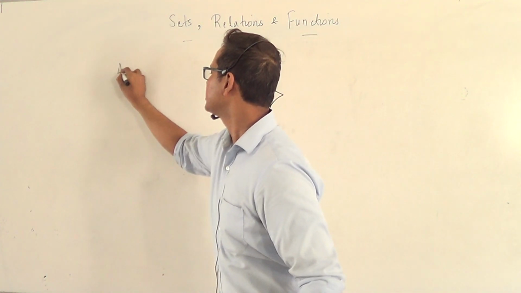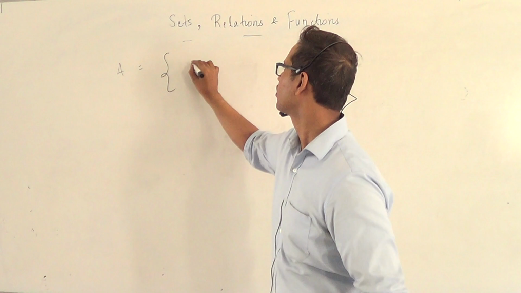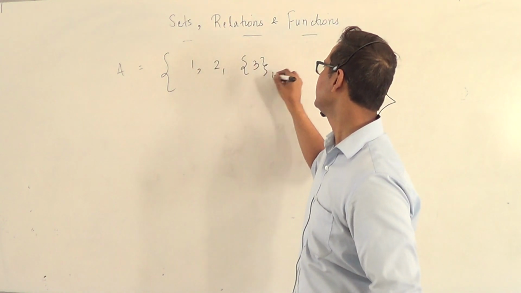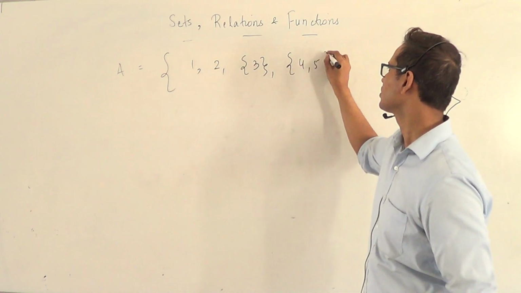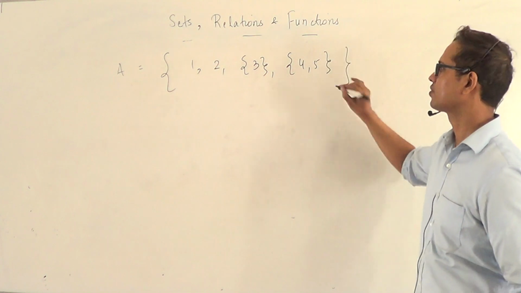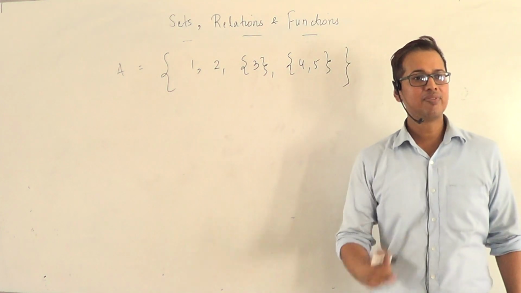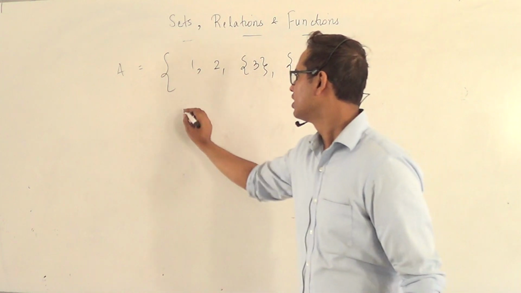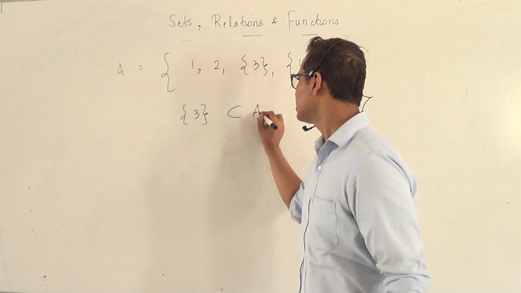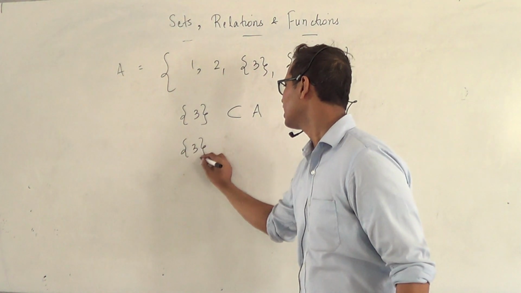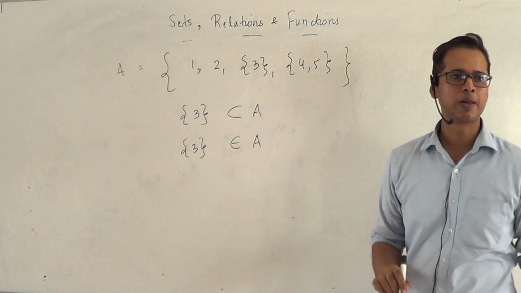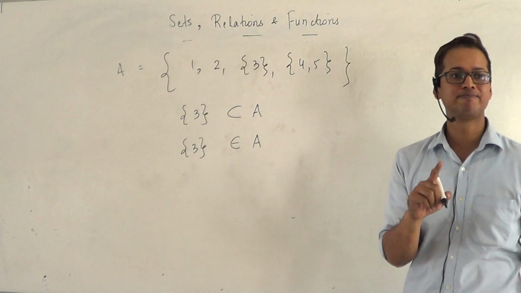Let's say there is set A which contains 1, 2, 3. Now if I ask you, is this a subset of A? Or is this an element of A? It's an element. Yes.